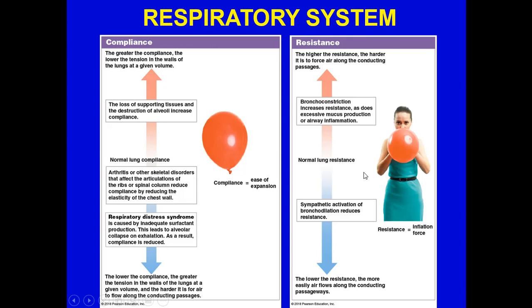Now, resistance, what about this? Well, remember, resistance is equal to inflation force, okay? Sympathetic activation of bronchodilation reduces the resistance. So, the lower the resistance, the more easily air will flow through the conducting passageways. Okay. If I have bronchoconstriction, though, that's going to increase resistance. Now, this can occur because of excessive mucus production or airway inflammation, such as what you would see with certain situations, anaphylaxis, asthma, etc. So the higher the resistance, the harder it is to force air along the conducting passages.